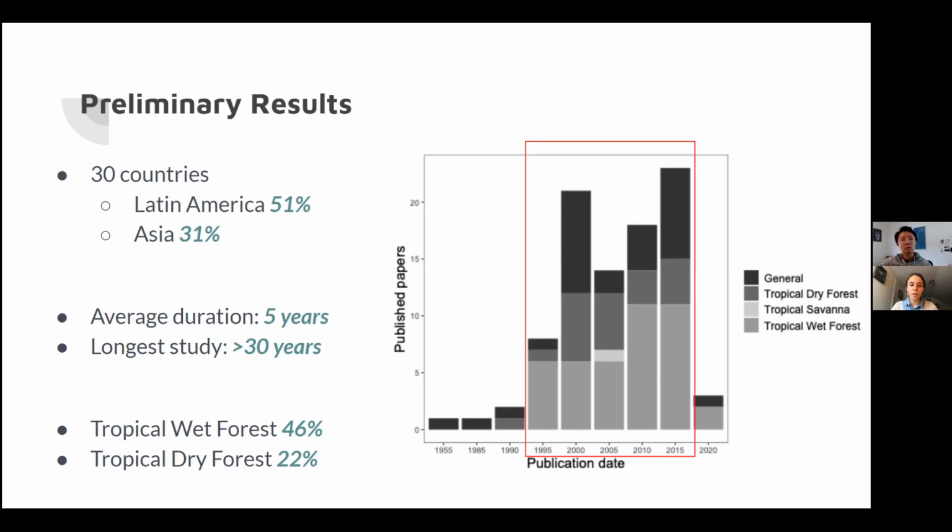It shows the date of the paper publication. And as you can see, most papers were published since 1995, with the earliest one being from 1955.